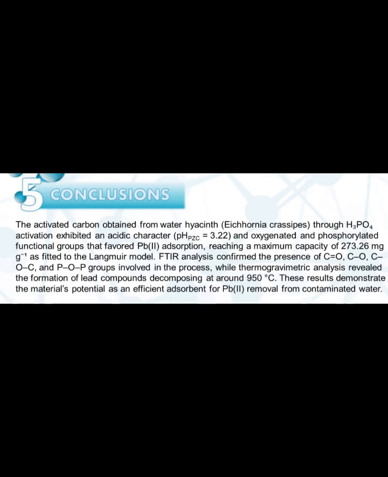The activated carbon obtained from water hyacinth, Eichhornia crassipes, through H3PO4 activation exhibited an acidic character, pHPZC equals 3.22, and oxygenated and phosphorylated functional groups that favored Pb2+ adsorption, reaching a maximum capacity of 273.26 milligrams g^-1, as fitted to the Langmuir model. FTIR analysis confirmed the presence of C=O, C-O, C-O-C, and P-O-P groups involved in the process, while thermogravimetric analysis revealed the formation of lead compounds decomposing at around 950 degrees Celsius. These results demonstrate the material's potential as an efficient adsorbent for Pb2+ removal from contaminated water.